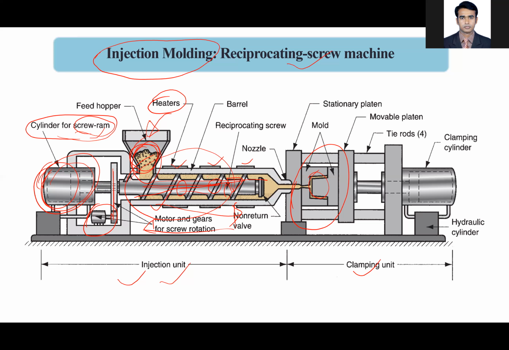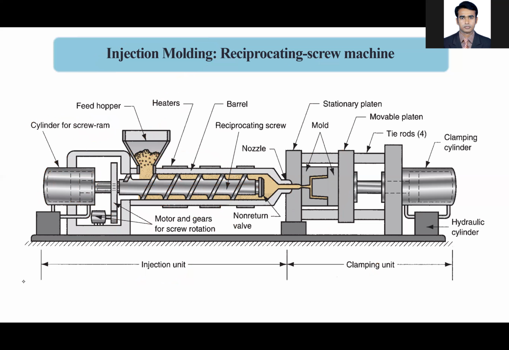And the screw rotation is not only in the forward direction. It goes forward, and also it goes backward. There is another important difference from the continuous screw that we have studied previously, that is this non-return valve. Can you remember any non-return valve? That means the flow is only unidirectional.